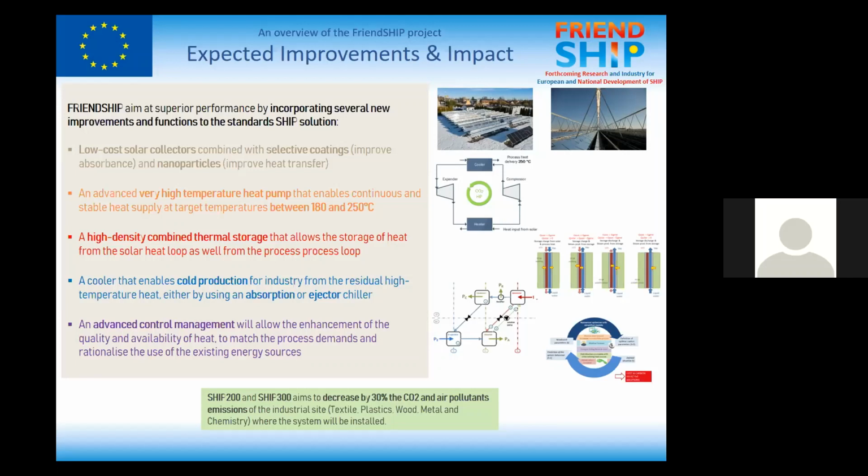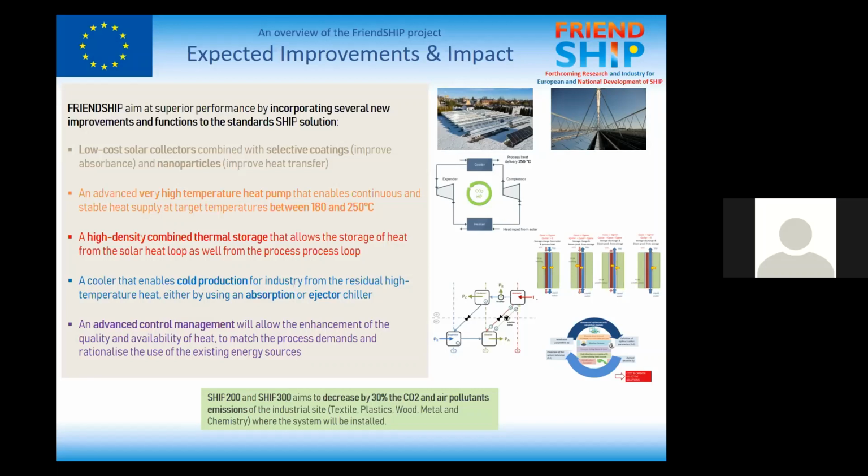A very important work will be done on the storage, which will be combined. That means that the storage will be able to store the heat from the solar loop, but also to store some heat from the process loop itself. So it will be a component that will be the major equipment in relation with the process, the integration point. A work on coolers, so cold production in parallel with heat, both using absorption or ejection chiller.